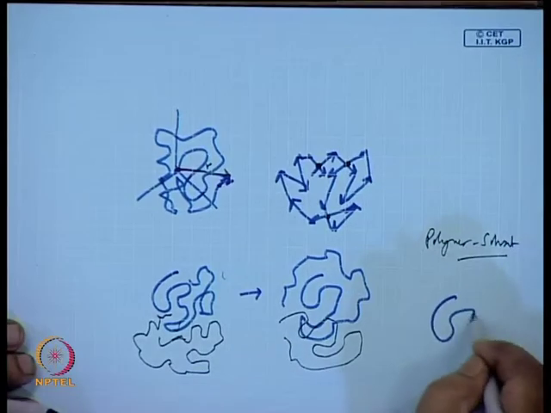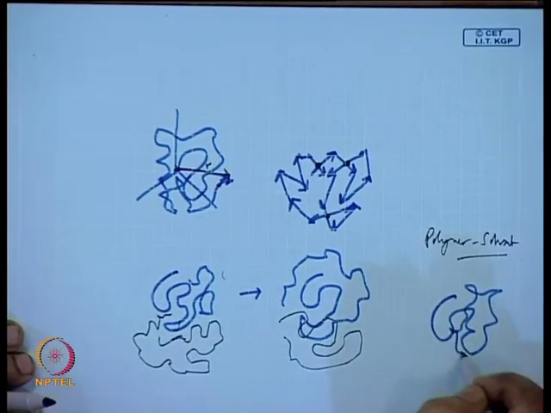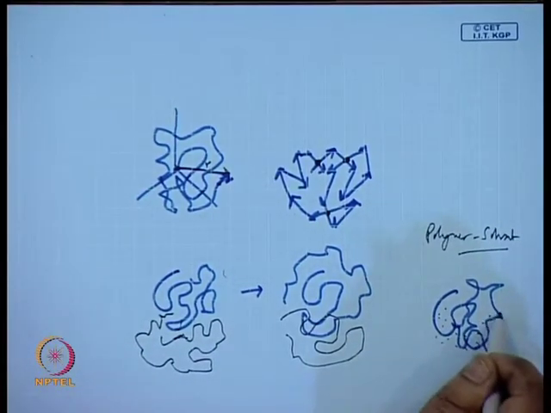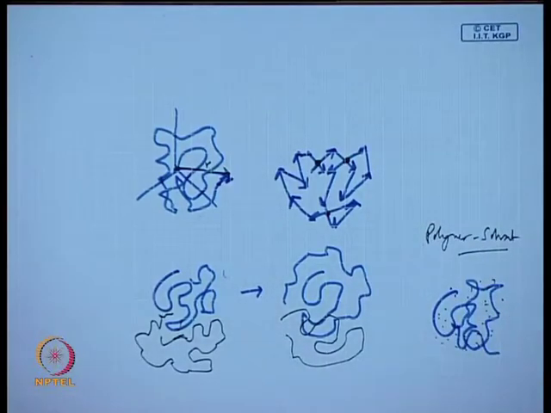Now, if there are favorable interactions between the solvent and the polymer compared to solvent-solvent interactions, obviously the chain will expand. You can anticipate that if the polymer-solvent interaction is favorable compared to the mean interaction between solvent and solvent, the polymer will try to maximize the number of polymer-solvent contacts, which means it will try to expand the coil dimension, so that you get the maximum number of polymer-solvent interactions instead of solvent-solvent interactions.